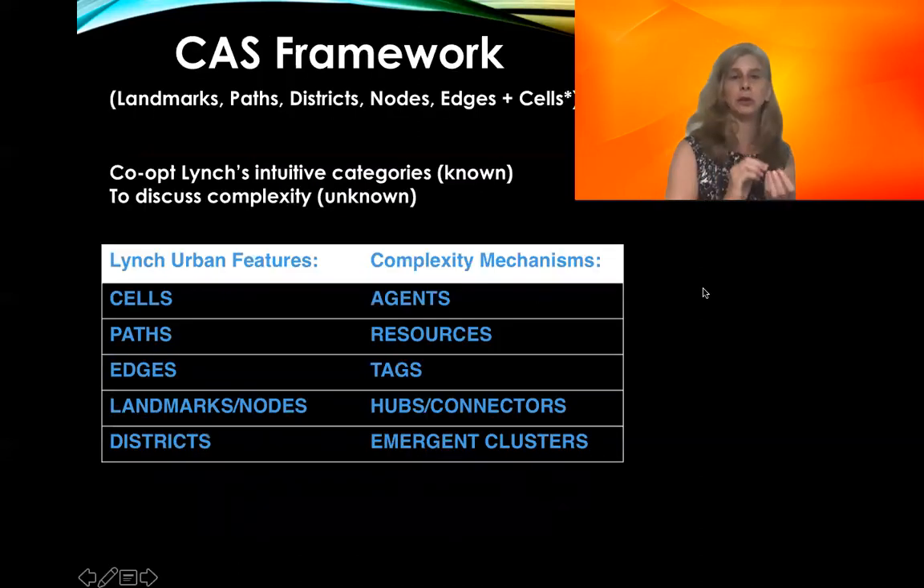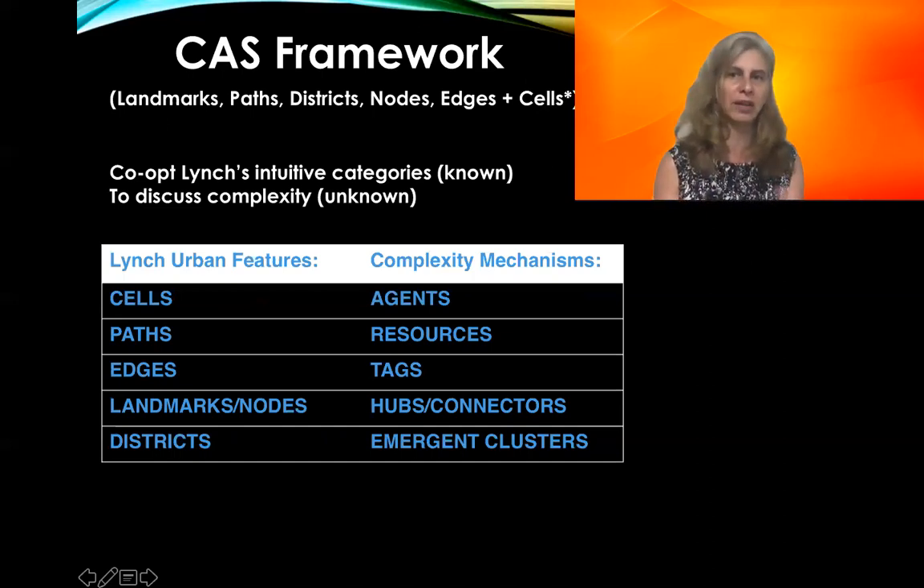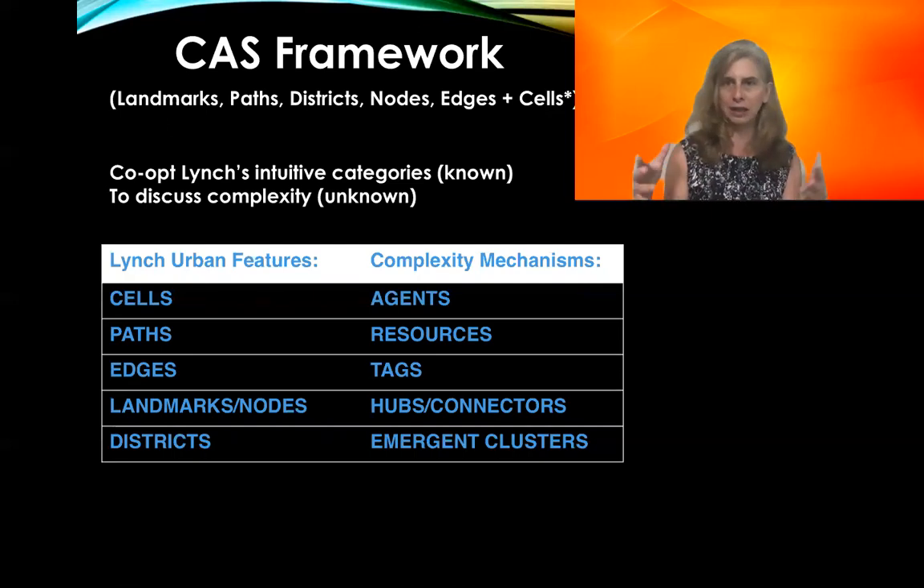Okay, so here's the framework. Here's Lynch's categories: landmarks, paths, districts, nodes, and edges. Those are the 5. I've added a 6th, which is cells. And what's interesting in this 6th one is that Lynch actually also does talk about cells as another kind of urban element. It just wasn't popularized in his group of 5 that everyone talks about when they're doing urban analysis.